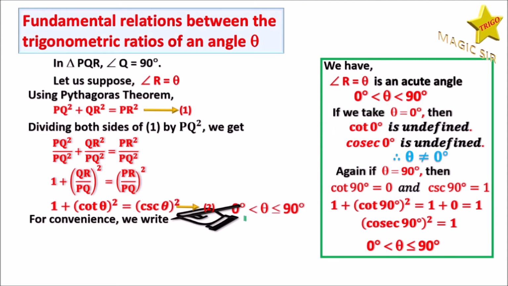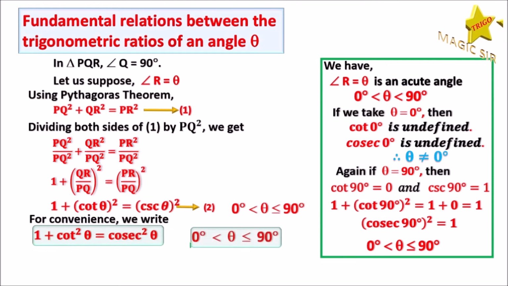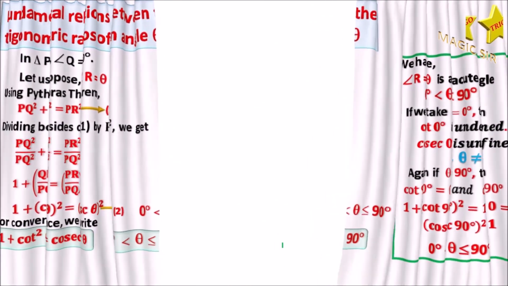Therefore, 1 plus cot theta whole square is equal to cosec theta whole square, where 0 degrees is less than theta is less than 90 degrees. For convenience, we write 1 plus cot square theta in place of 1 plus cot theta whole square and cosec square theta in place of cosec theta whole square. Hence, 1 plus cot square theta is equal to cosec square theta, where 0 degrees is less than theta is less than or equal to 90 degrees. Remember this trigonometric identity very carefully.